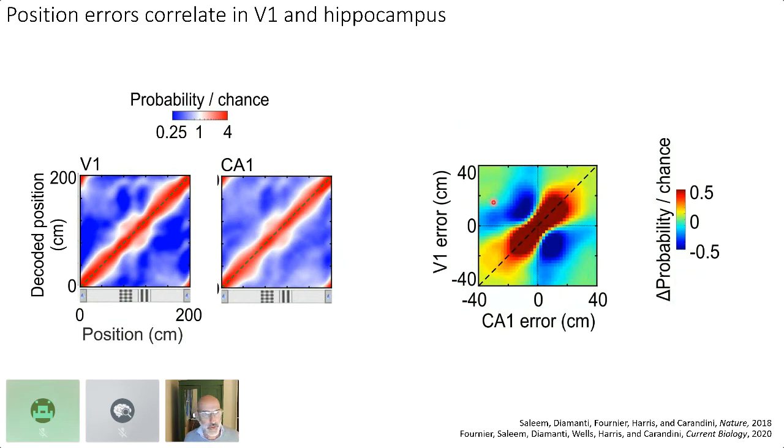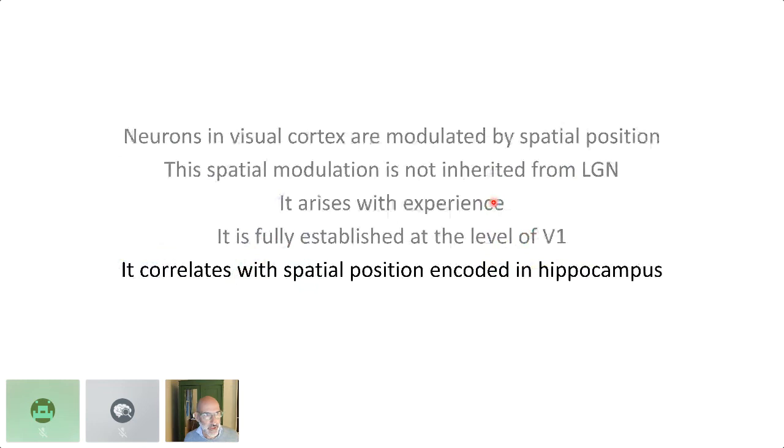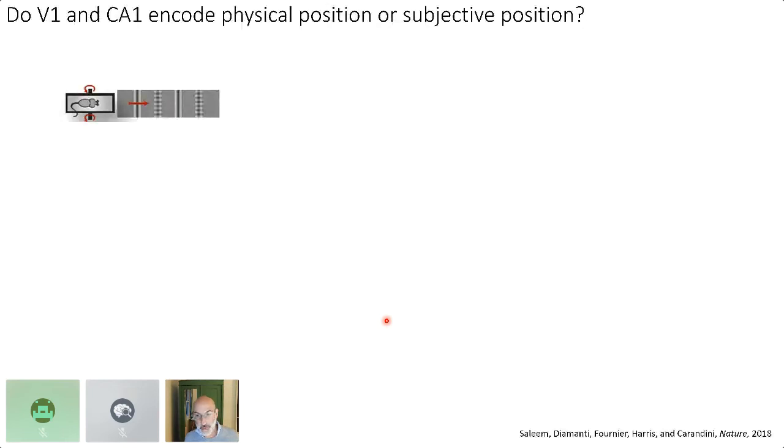Thank you. So we find that this spatial modulation is not inherited from LGN, and it arises with experience. It is fully established in the cortex, and it correlates with the spatial position encoded in hippocampus. Now I'm going to ask a question that for you, you probably think you already know the answer, which is when V1 and hippocampus say that the animal is in a particular place, is that where the animal physically is or where the animal thinks it is?